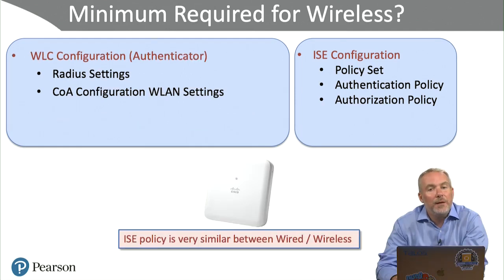If we look at wireless, from an ICE configuration perspective, we have the same configuration. I need a policy set, I need an authentication, I need an authorization policy. From a LAN controller perspective, I need a little bit less. I need RADIUS settings and I need the change of authorization configuration for the wireless network. The ICE policy itself is very similar between wired and wireless. The only real difference is the type of request that's coming in from a RADIUS perspective, whether it's an IEEE 802.11 request or whether it's an Ethernet request.